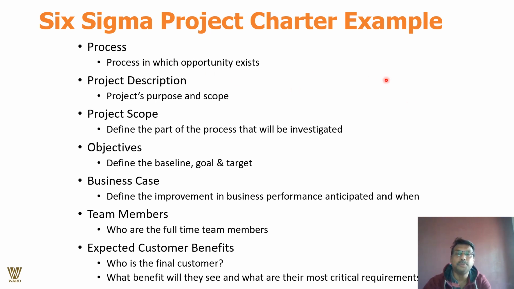Six Sigma project charter example. We are talking about the process in which opportunity exists. We are talking about the project description. Remember, the project purpose and the scope are very vital. Project scope defines the parts of the project that will be investigated. Objectives define the baseline, the timeline, the goal, the target, the cost. Business case defines the improvement in business processes anticipated. Team members: who are the full-time team members? Expected customer benefit: who is the final customer? What benefit will they see and what are the most critical requirements?